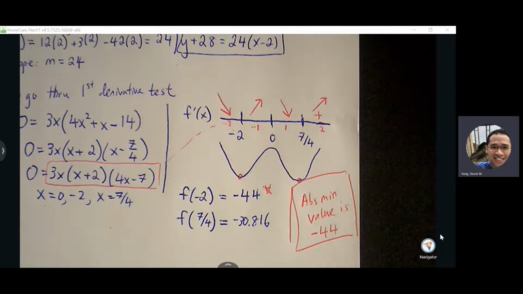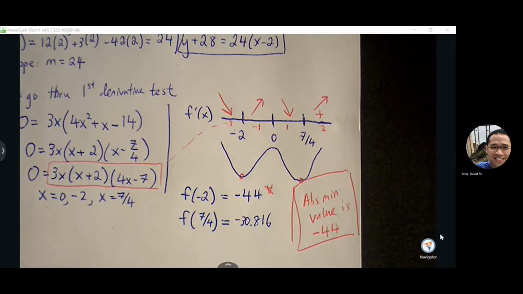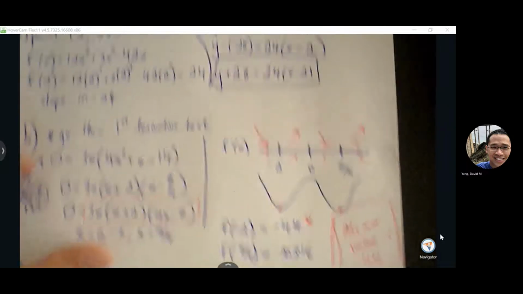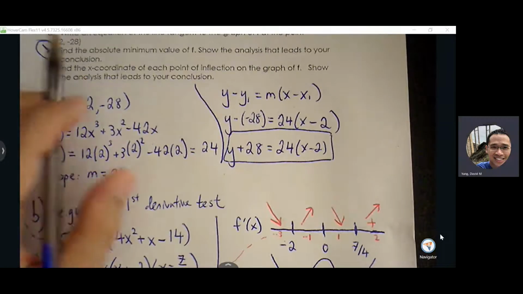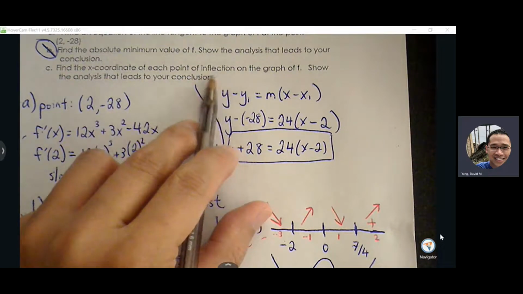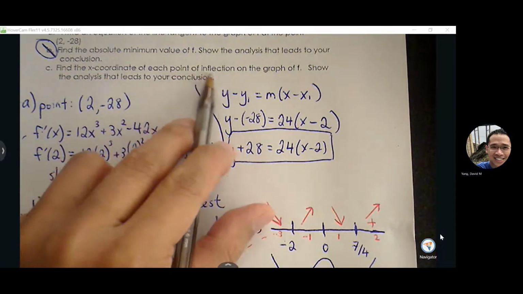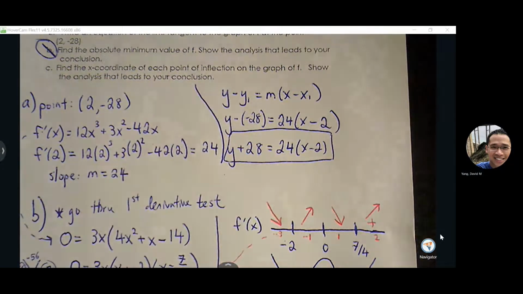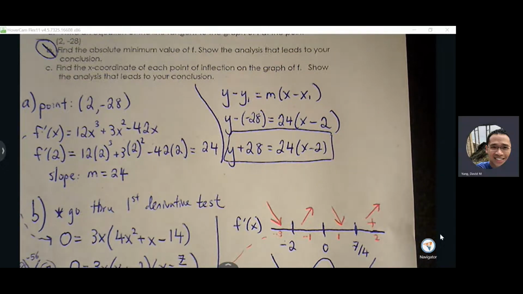All right, part C. Part C says find the x-coordinate of each point of inflection. So for a point of inflection, we have to go down to the second derivative function. Go through the sign line for concavity.